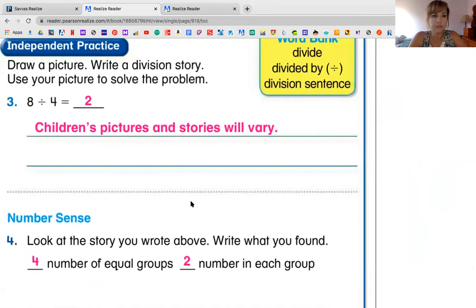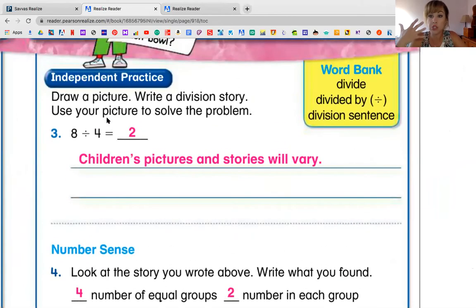Let's see. Number 3, guess what? There was no picture there. So I hope that you guys drew a picture, or you could have done something as simple as draw your groups. Circles and squares are easy. And then you could do tally marks, okay? And then just put it into a story.